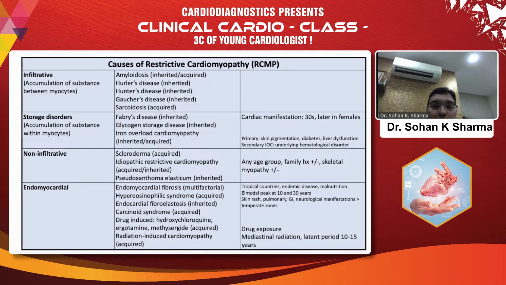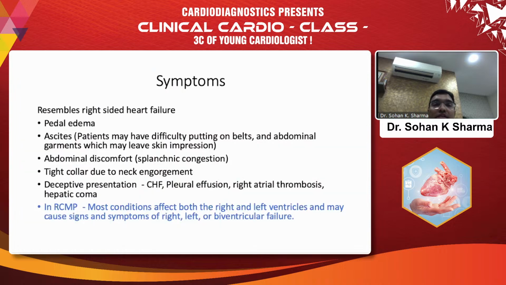If there is non-infiltrative cardiomyopathy, again, there is the possibility of scleroderma, idiopathic restrictive cardiomyopathy, or pseudoxanthoma elasticum. Endomyocardial fibrosis also came in the discussion, like it's seen in Kerala, EMF, hypereosinophilic syndrome, carcinoid syndrome, drugs like hydroxychloroquine, ergotamine, methotrexate, and radiation-induced cardiomyopathy. These all are the possible causes of restrictive cardiomyopathy, and previously we have discussed the causes of constrictive pericarditis. So in the clinical picture, there is some clue on the cause of the disease.